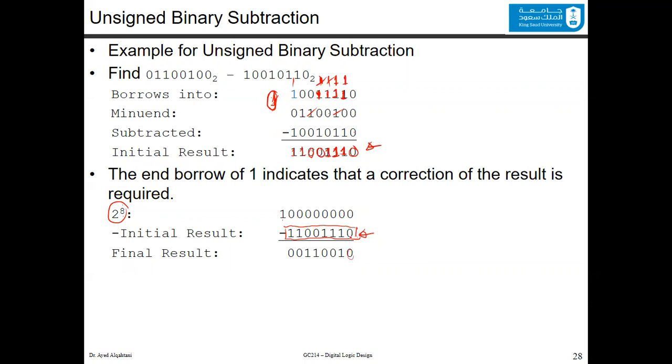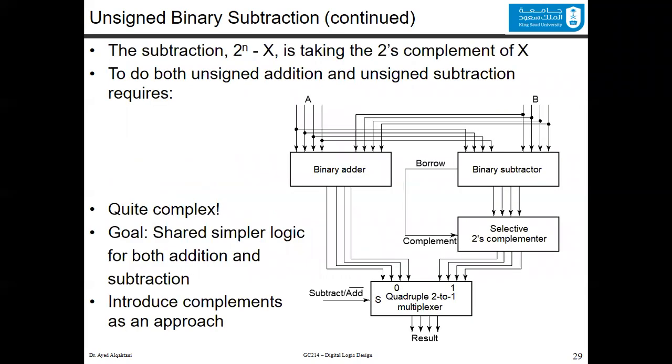Any 0 you have, you just copy it until you find the first 1. You copy it, and then you start flipping. The 1 goes to 0, the 1 goes to 0, the 0 goes to 1, the 1 goes to 0, and the 1 goes to 0. And this would be the correct result. And you have to have an indication that this is a negative number. This is a negative number.